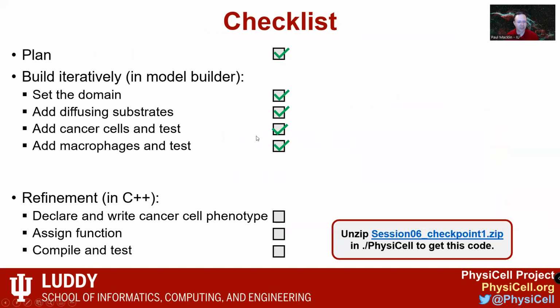So we built the macrophages and tested. And now if you need to catch up to the code, unzip the checkpoint 1 code in your PhysiCell directory.